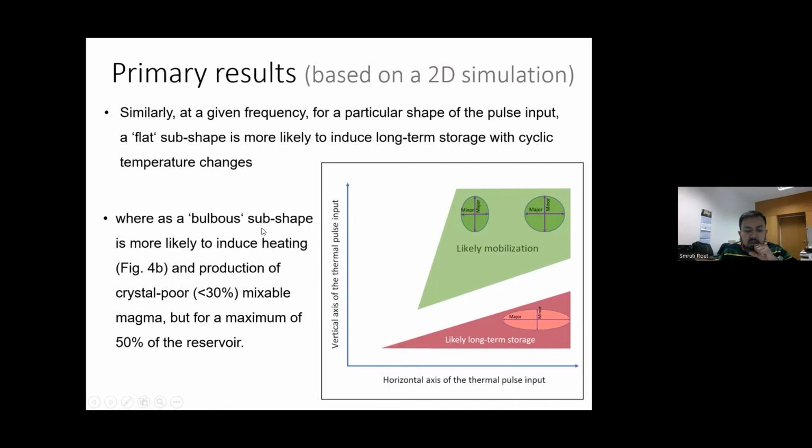And on the other hand, a bulbous subshape, as opposed to the flat subshape, means that the major axis is more or less equivalent to the minor axis, or we even have a vertical major axis. Then that kind of subshape is more likely to induce heating and produce crystal-poor or melt-rich magma instead.